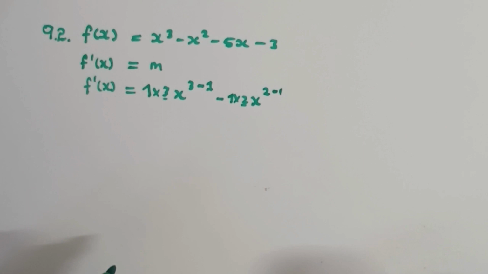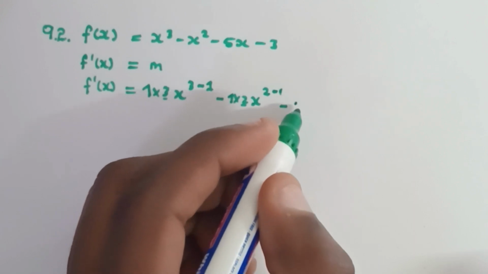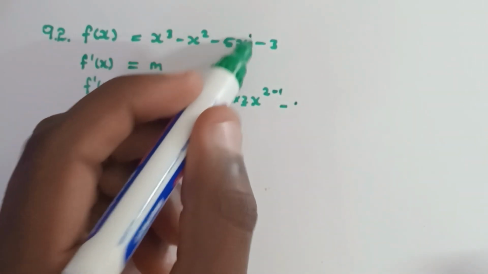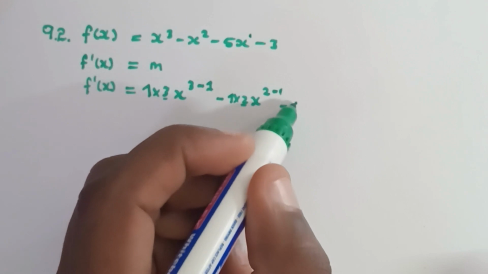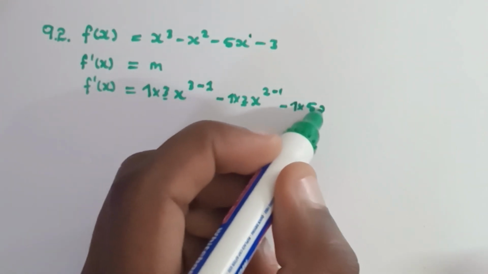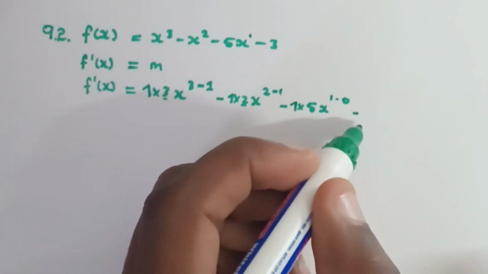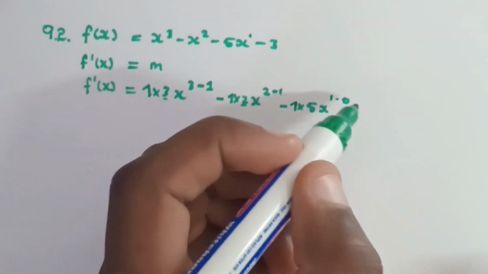Those are the rules to derive the equation. So minus 5, that means here we have a 1. So we say 1 times 5x, then 1 minus 1. And then the derivative for the constant is just 0.